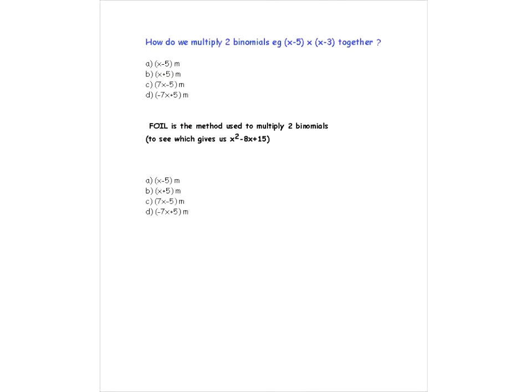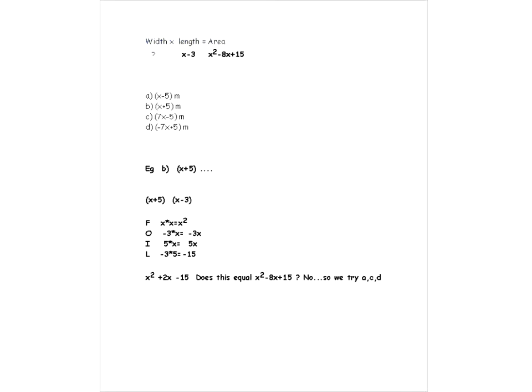Okay, well, it's good old FOIL. FOIL helps us remember it. So we're going to need to multiply these two binomials together and see if we get this here. So let's check out an example of doing one of them. For this example, we're just choosing b, x plus 5. We're going to multiply x plus 5 times the x minus 3 that we already had for the length, and we're going to see, does that give us this trinomial?